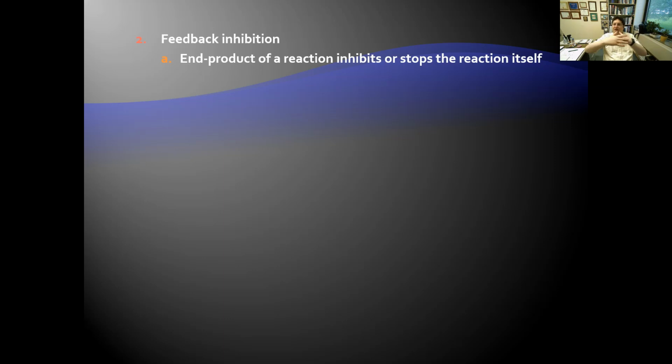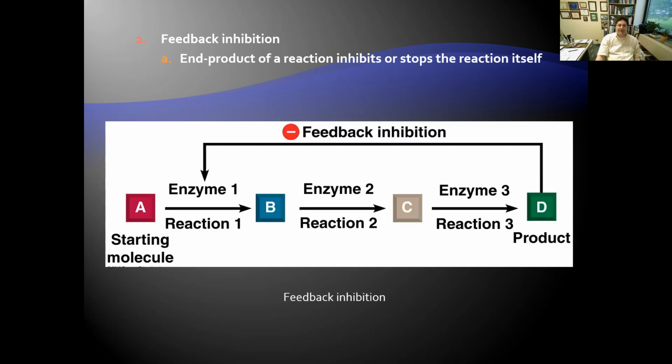Your thermostat shuts off. So the end product, the heat, shut the furnace off, the very thing that was making it. In living systems, feedback inhibition is very important and might work like this.